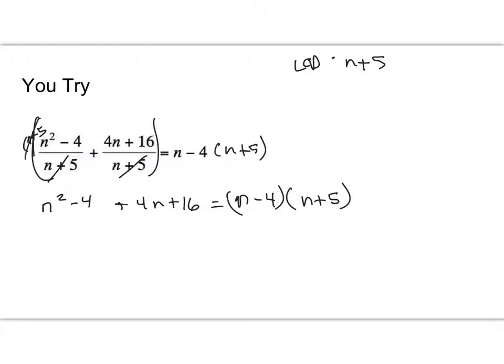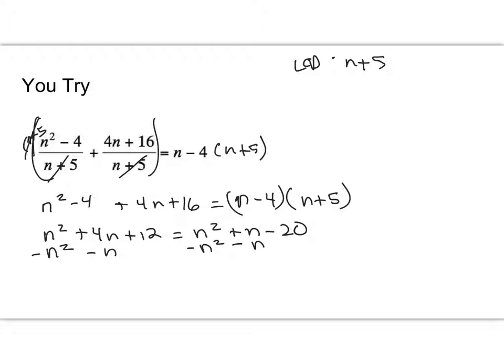Okay, so I'm going to combine my like terms, and I get n squared plus 4n plus 12 equals n squared plus n minus 20. I'm going to subtract n from both sides, and I'm going to subtract n squared. And I'm going to subtract 12 from both sides. And that leaves me with 3n equals negative 32, which means that n is equal to negative 32 over 3.